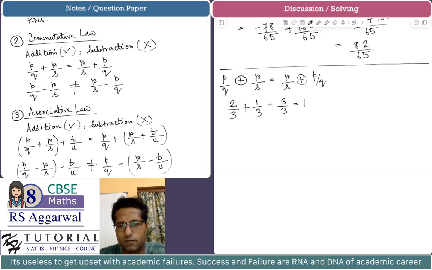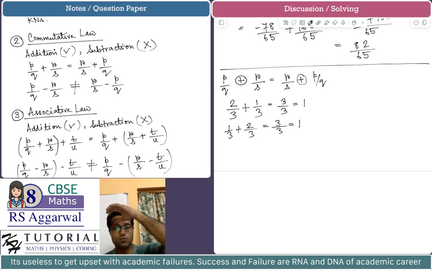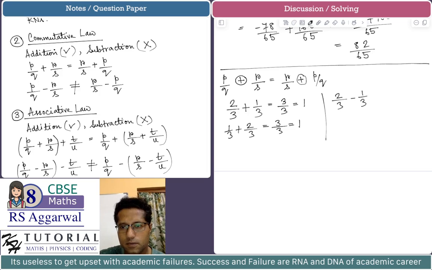Now if you change the order of the rational numbers, 1 by 3 plus 2 by 3 will also be 3 by 3 equals 1. So you see that 2 by 3 plus 1 by 3 and 1 by 3 plus 2 by 3 are the same. They have the same value of 1. But if you consider the subtraction, 2 by 3 minus 1 by 3, this is 2 minus 1 by 3, which is equal to 1 by 3.